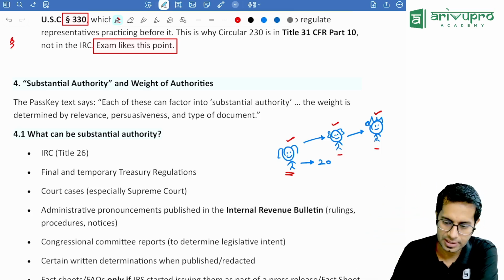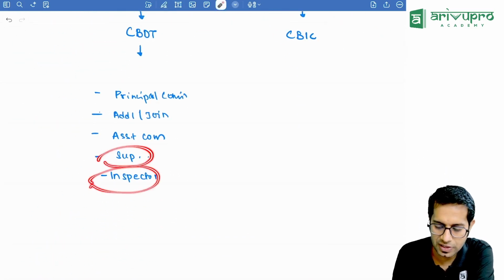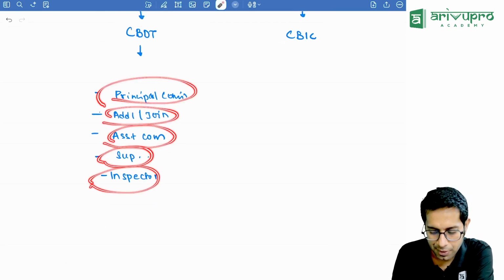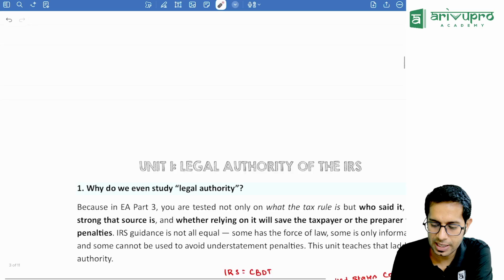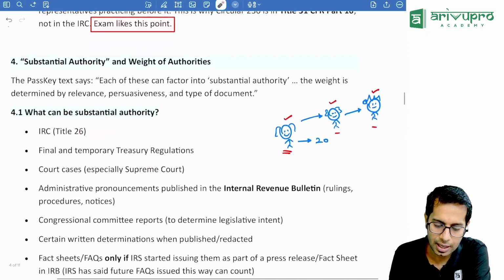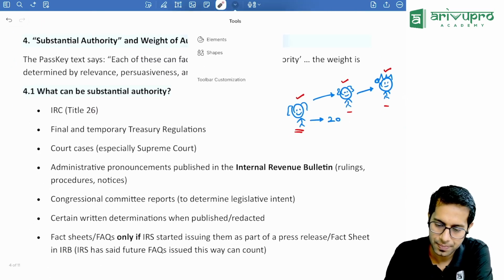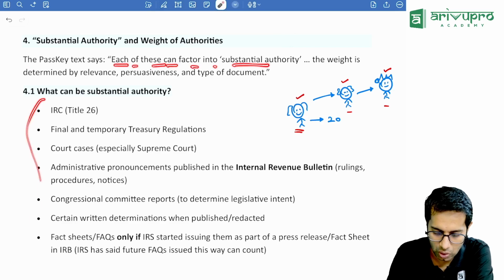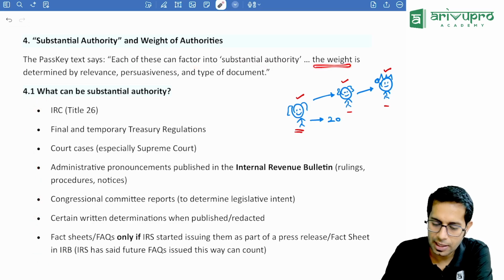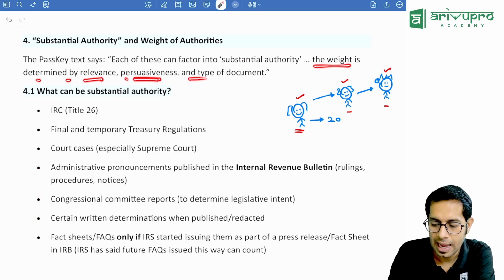We have different authorities. As I told you, over here we have different officers. Who will have more power? Will the inspector, superintendent, assistant commissioner, who will have more power? Correct. So just like that, the substantial authority and weightage of authorities. Each of these can factor into substantial authority. So we are going to see the different things. The weight is determined by relevance, persuasiveness, and type of document.